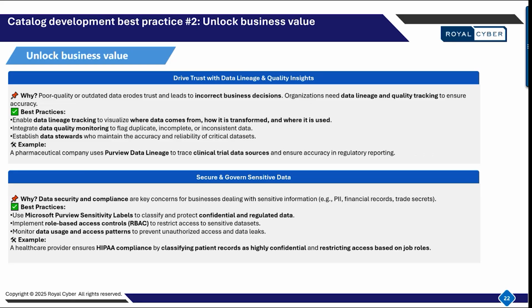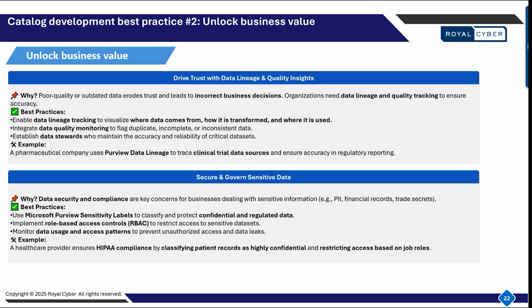Again, trust in the data is everything. If there is no data lineage tracking, or you cannot visualize where data comes from, how it's transformed or how it's used, then it's going to cause misinformed decisions. And it may give birth to business risks. This is particularly crucial in industries like pharma, where tracking clinical trial data sources is required. It ensures regulatory compliance. In addition to lineage tracking, businesses must actively monitor data quality, flagging duplicates or inconsistencies before they create problems.